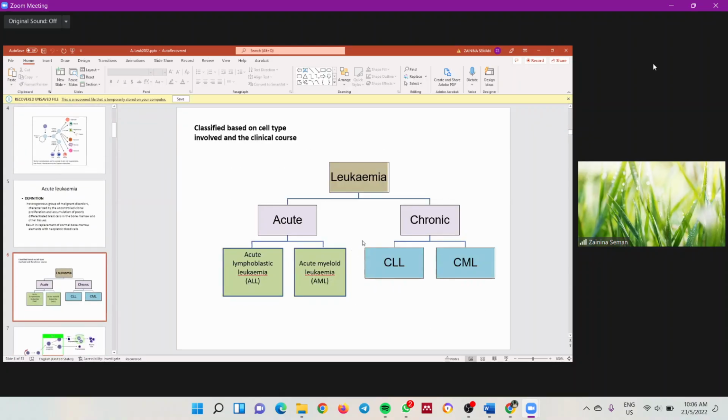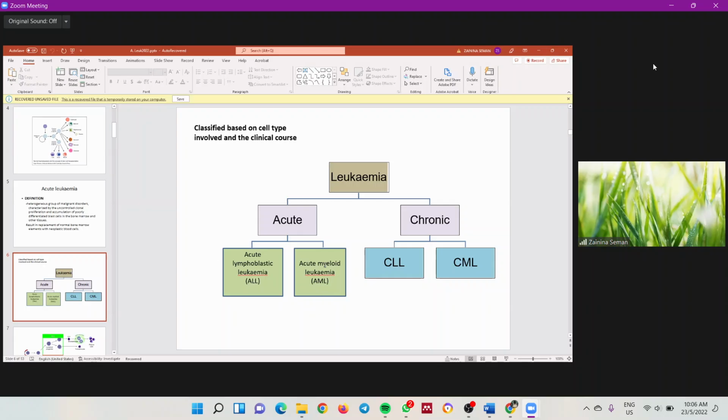To simplify the classification, we divide leukemia into acute and chronic, classified based on the cell types as well as the clinical course. Cell type means whether it involves lymphoblasts or myeloblasts, and the clinical course is either acute or chronic. So the first lecture consists of acute leukemia, ALL and AML. ALL stands for acute lymphoblastic leukemia, whereas AML stands for acute myeloid leukemia.